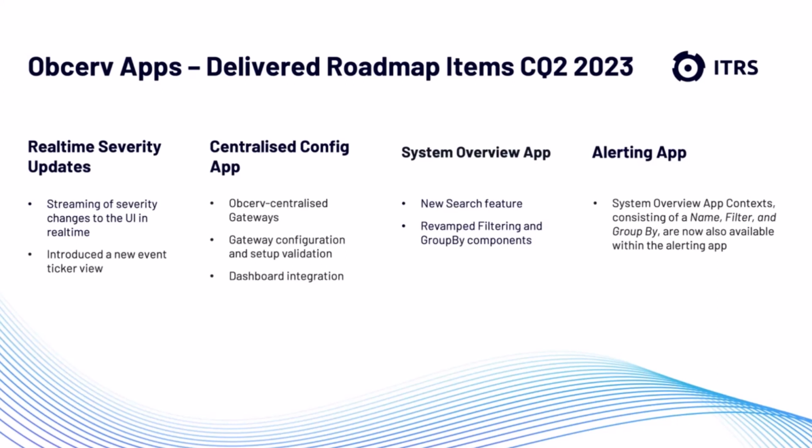Moving on to the alerting app, the System Overview app evolution has introduced the concept of contexts. These contexts typically have a name, filter, and group by. These contexts are now shared with the alerting app, and they allow our users to quickly and easily filter their views and drive visualizations within the alerting app.